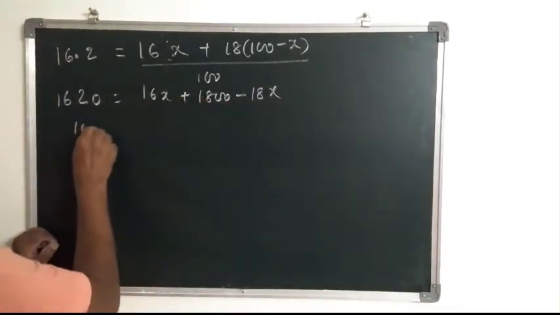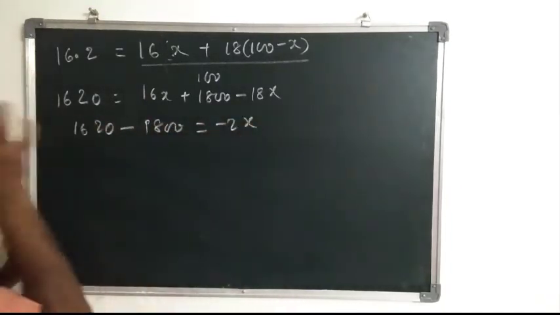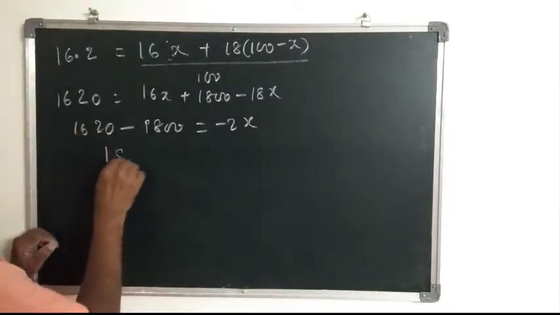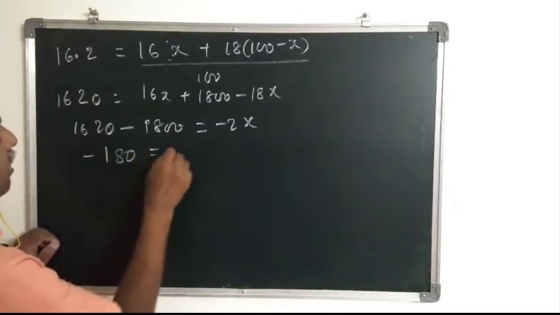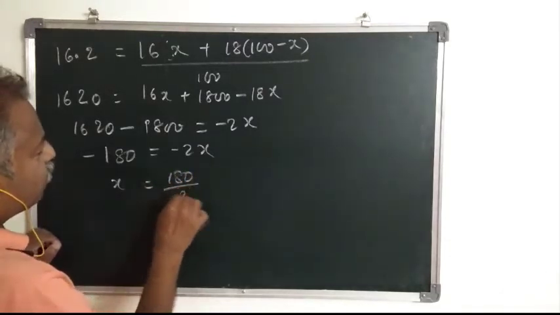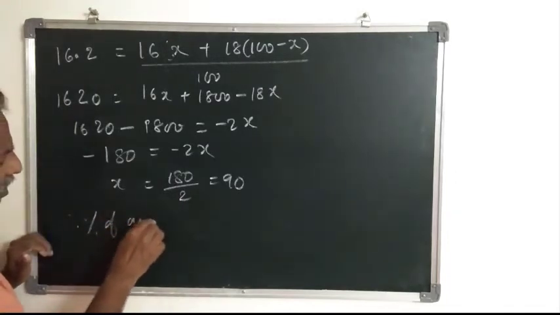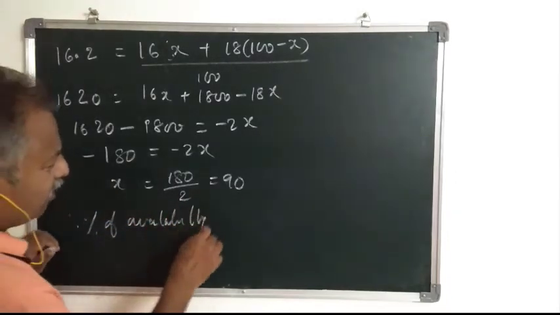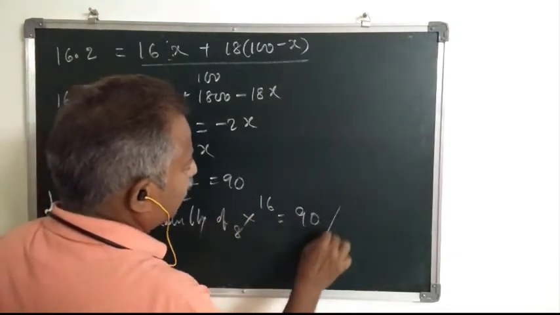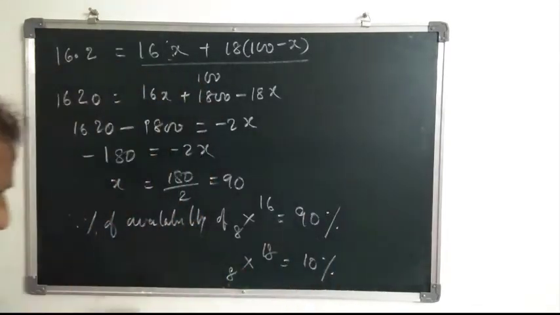Bring this side. 1620 minus 1800 equal to minus 2x. So how much is this? 1620 minus 1800 is minus 180, equal to minus 2x. Implies x equal to 180 by 2 equal to 90. Therefore, percentage of availability of X-16 equal to 90%, whereas X-18 equal to 10%.